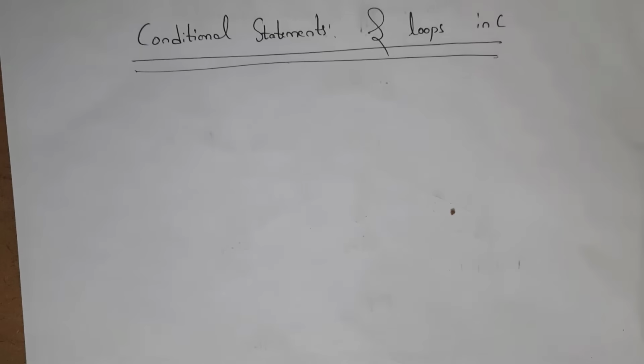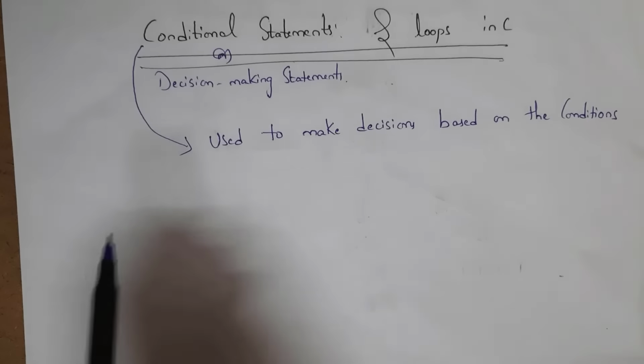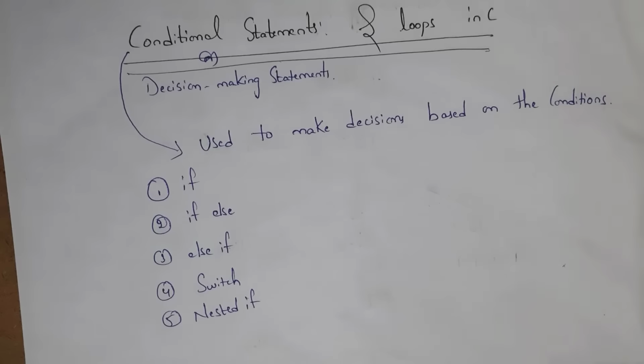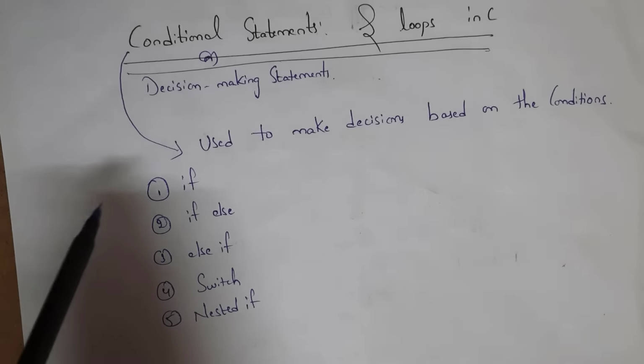Let's get started. At first, I will explain what conditional statements are. We also call these conditional statements decision making statements. Conditional statements are used to make decisions based on conditions. They are classified into 5 types. First one is if statement, next one is if else, third one is else if, fourth one is switch statement, and fifth one is nested if. I will explain each of them in detail.